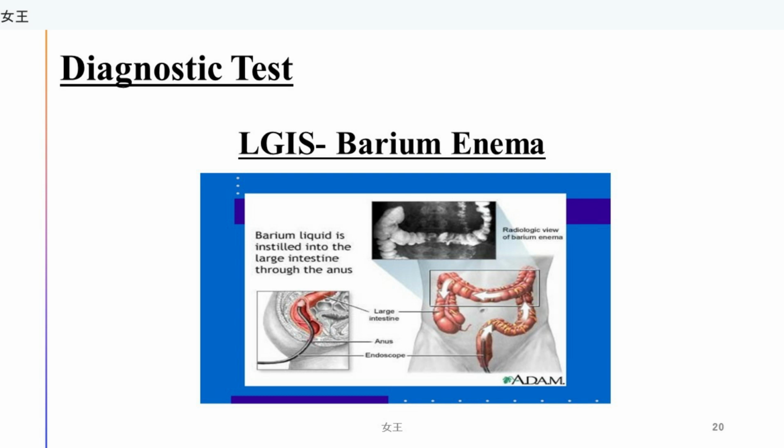LGIS barium enema. Instruct client on low residue diet 1 to 3 days before the procedure. Administer laxative evening before the procedure. NPO after midnight. Administer suppository in AM. Enema until clear. Force fluid after the test to prevent constipation/barium impaction.